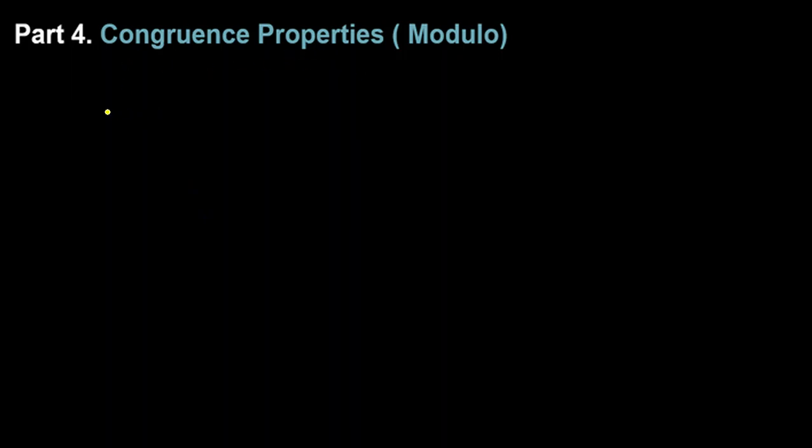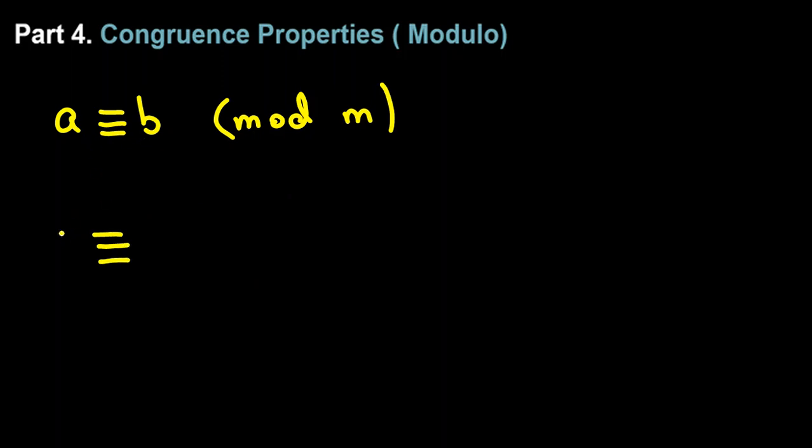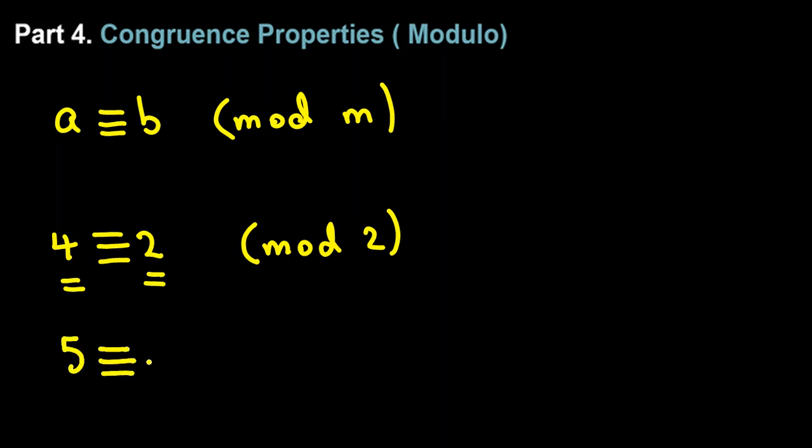So congruence is what, or modulo. For example, you say A is congruent to B, they write like this, mod for example M. It means what? Look, A and B have the same remainder when divided by M. For example, 4 is congruent to 2 mod 2. It means 4 and 2 have the same remainder when divided by 2. Both of them have remainder 0. They are even numbers. Or you can say, for example, 5 is congruent to 9 mod 2, because both of them are odd and the remainder when divided by 2 is 1.